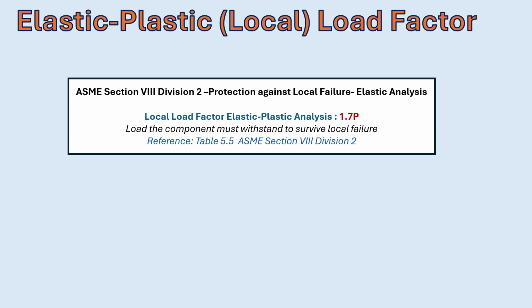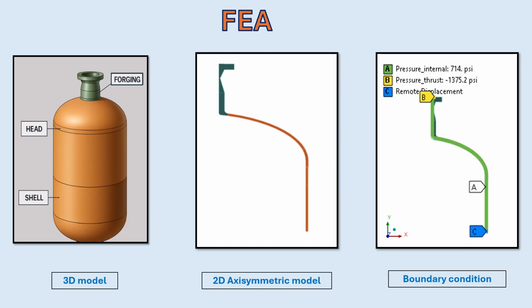For local failure, the code requires that the structure withstand a local load factor of 1.7p. That means the vessel must survive at least 714 psi, which is 1.7 times the design pressure of 420 psi, without exceeding the strain limits. This requirement comes from table 5.5 of division 2.